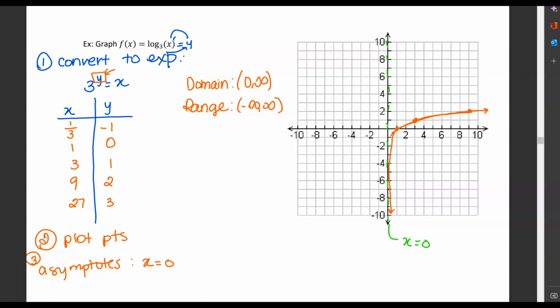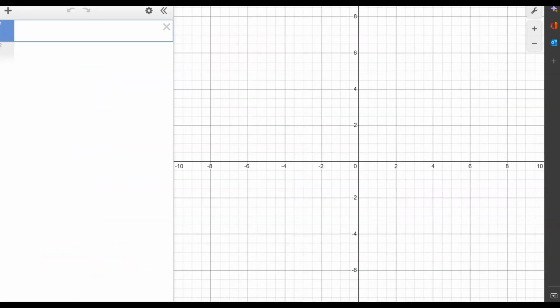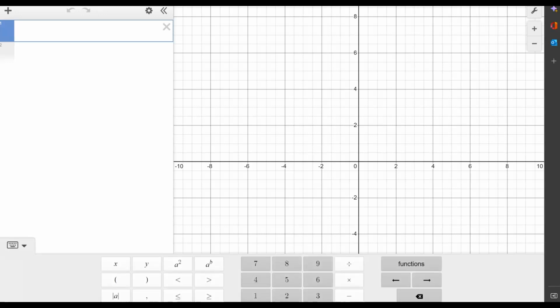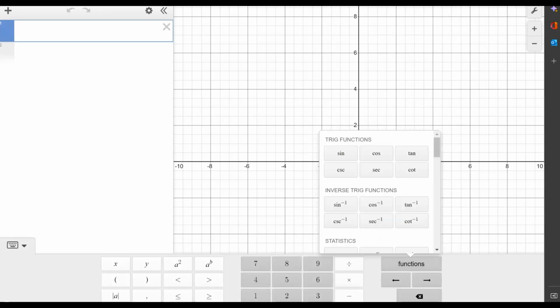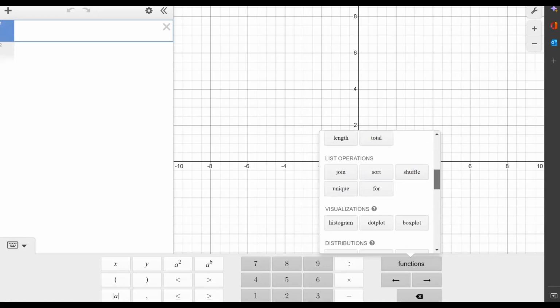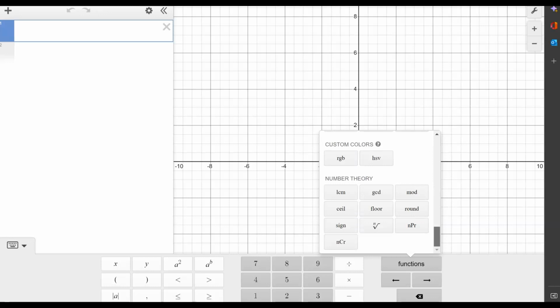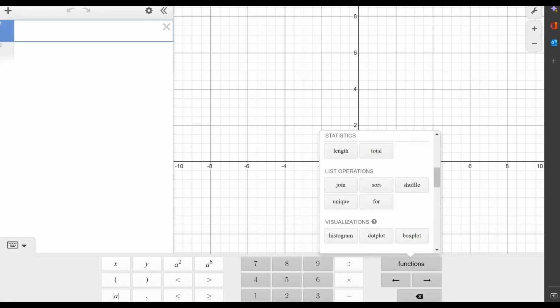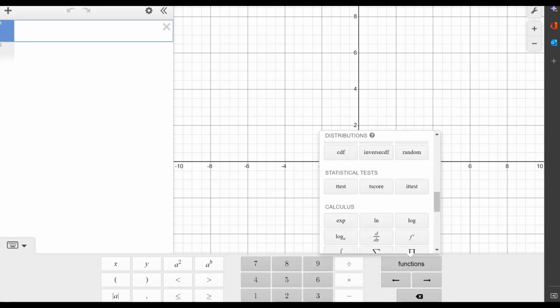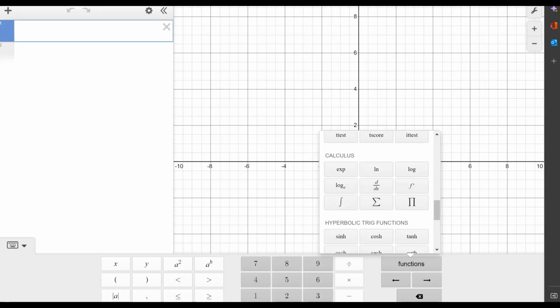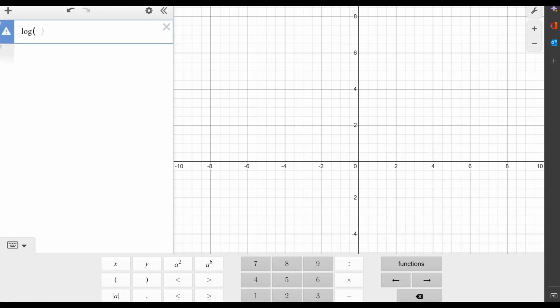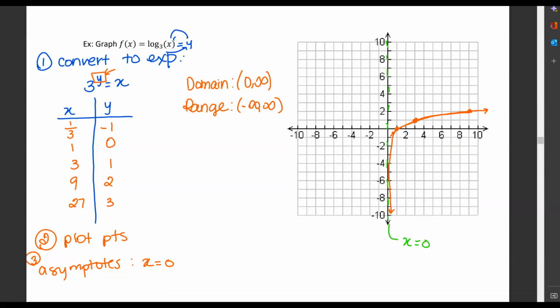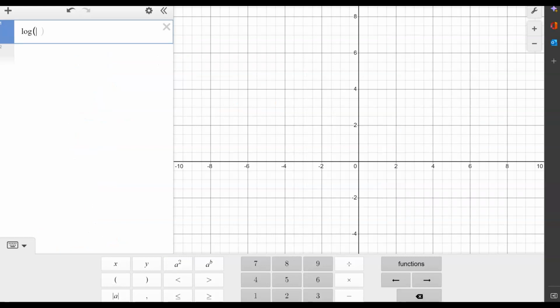Okay. All right, let's check out this graph on Desmos real quick. All right, so if I want to graph this, I'm going to go ahead and open this up, and we're going to click on functions. And we're going to slide down to, I don't want statistics. There it is. So we're going to do logarithm. There's our log function, and we were graphing log base 3 of x. So sorry about that. I clicked on the wrong function.